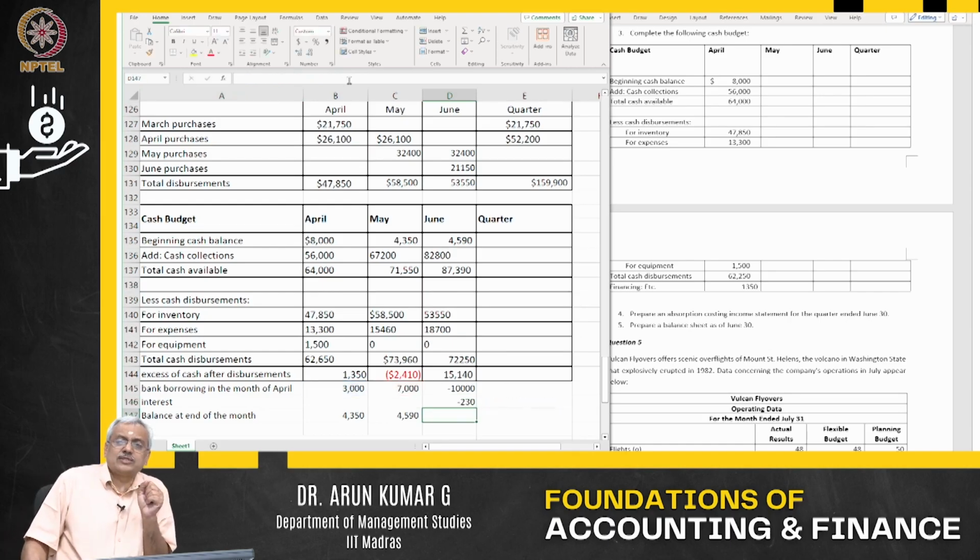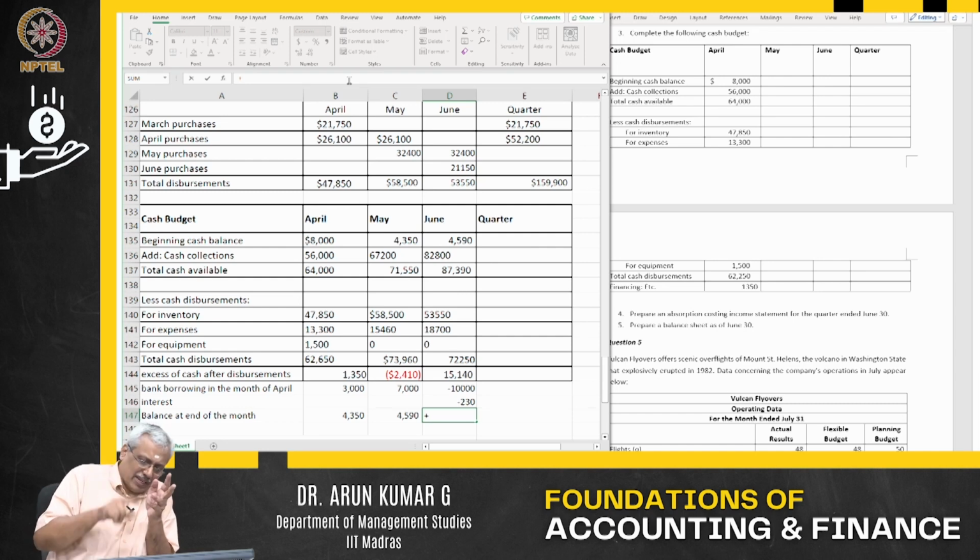So what is my total interest payment? 230. Why did I say interest? Beginning of the month. So first, 3,000 you have borrowed on 1st of April. So whole of April, whole of May, whole of June you pay. 7,000 you have borrowed on 1st of May, May and June you pay. So that is where 230 is in interest.